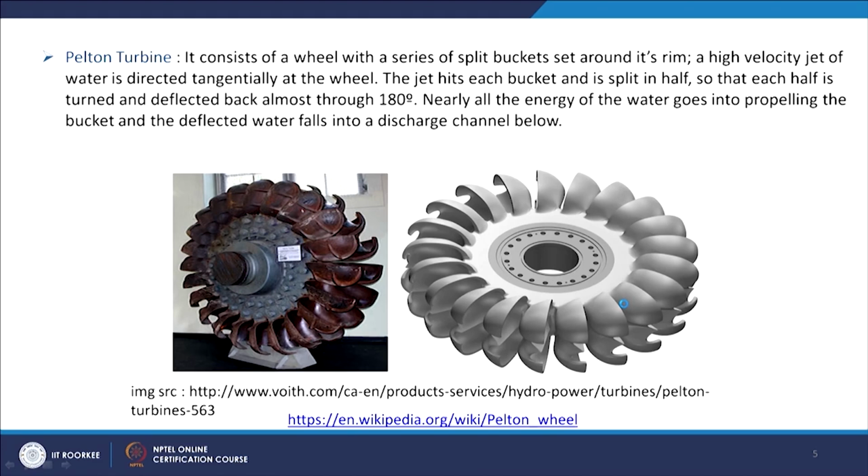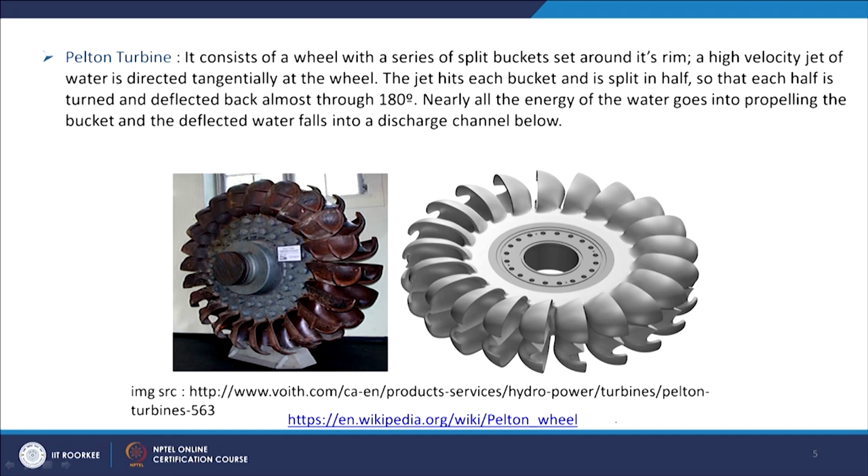You see here, the blades are mounted in this rotor, in the runner. On both sides we see the blades are attached, and half of the blades are shown. It consists of a wheel with a series of split buckets set around its rim. So, this is our rim, and a series of buckets are connected to this rim.